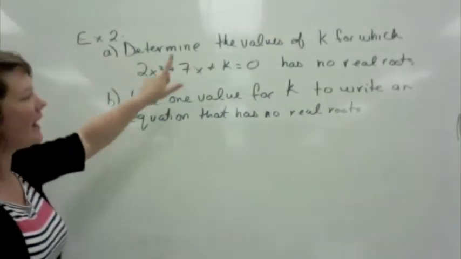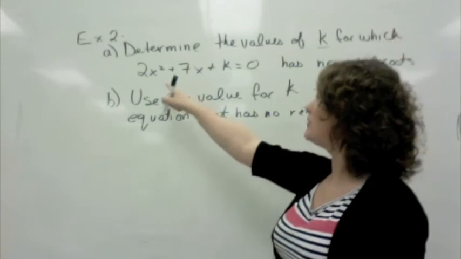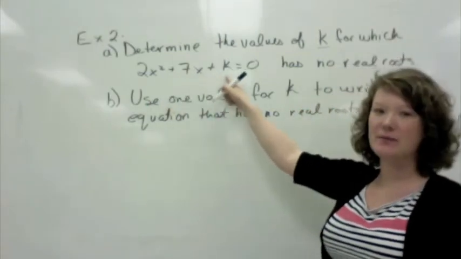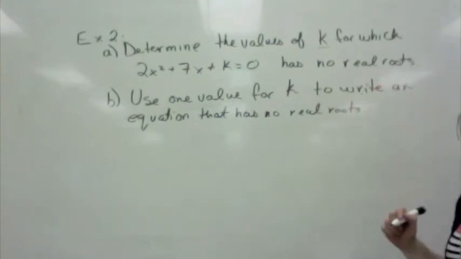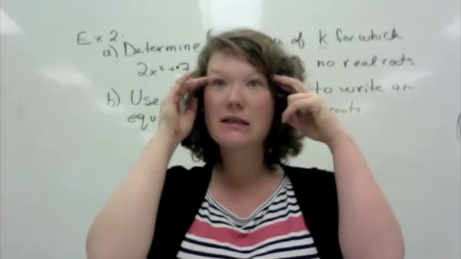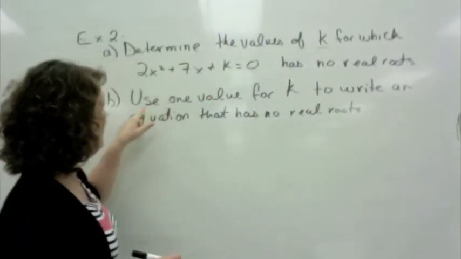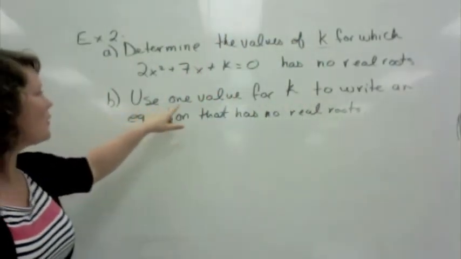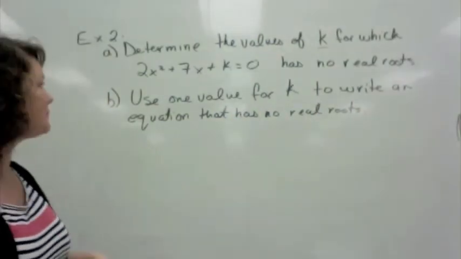Determine the values of k, so a variable k, for which 2x squared plus 7x plus k equals 0 has no real roots. Okay, so that should be in our heads: ding, ding, ding, the discriminant is less than 0. And then this is just for fun. Use one value for k to write an equation that has no real roots.